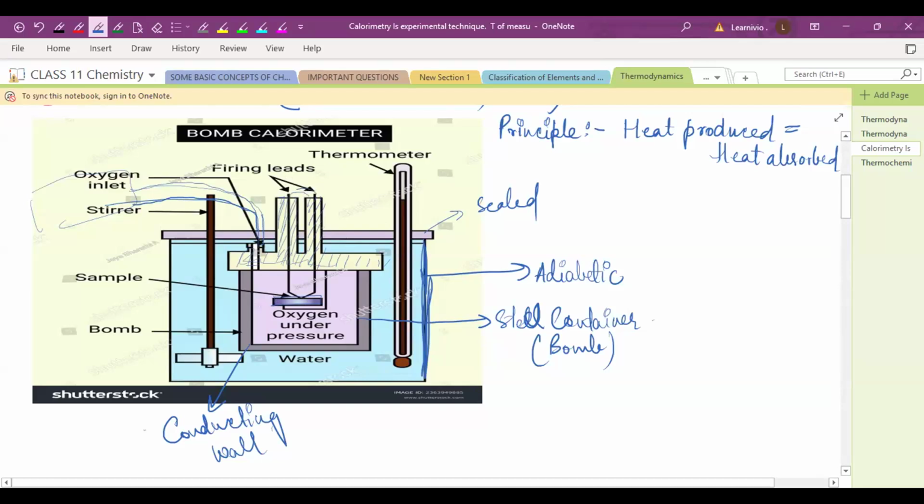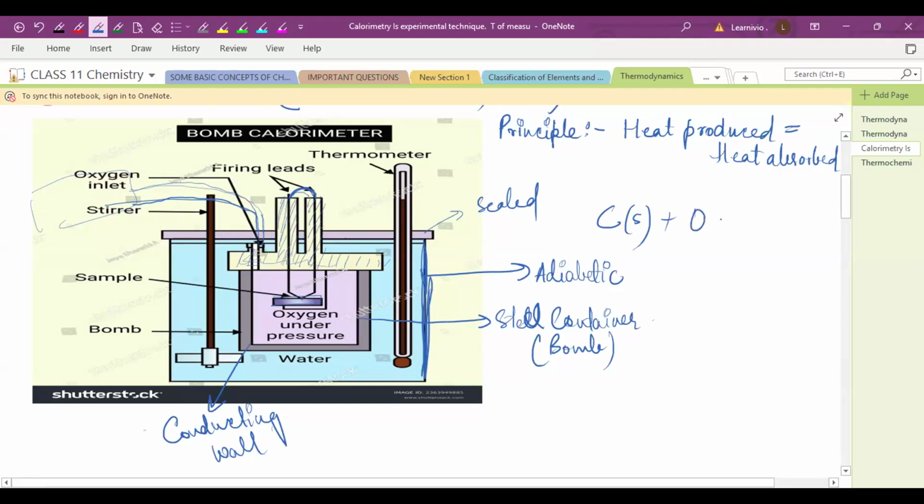When you touch these two wires, the firing leads, it creates a charge. Due to that, because you know oxygen supports combustion, ignition happens here. Here is a sample which is carbon, in solid form. There is oxygen. When you connect these firing leads, a spark is generated. Due to the spark, there will be a combustion, ignition, a chemical reaction.